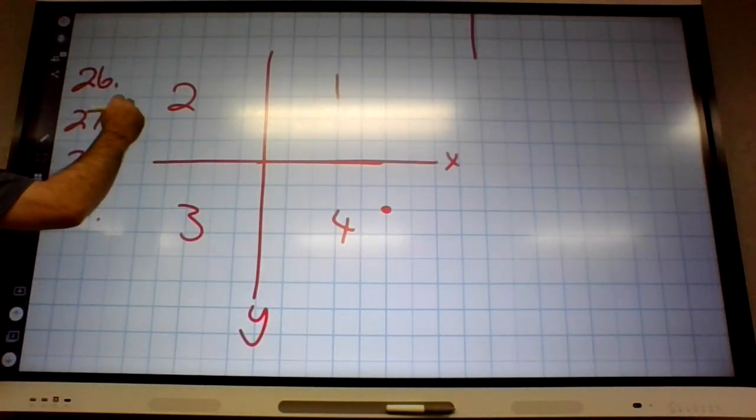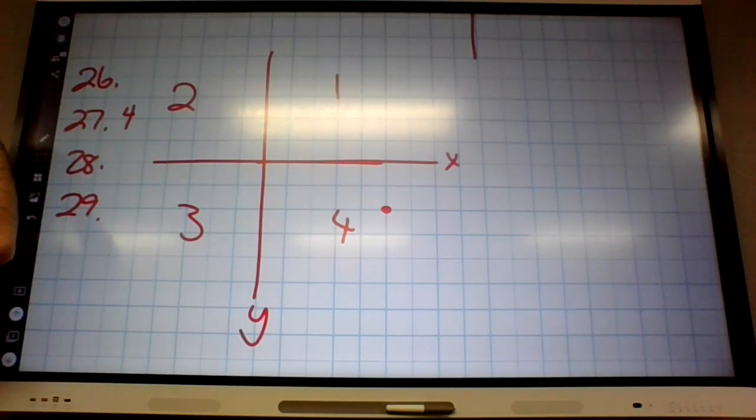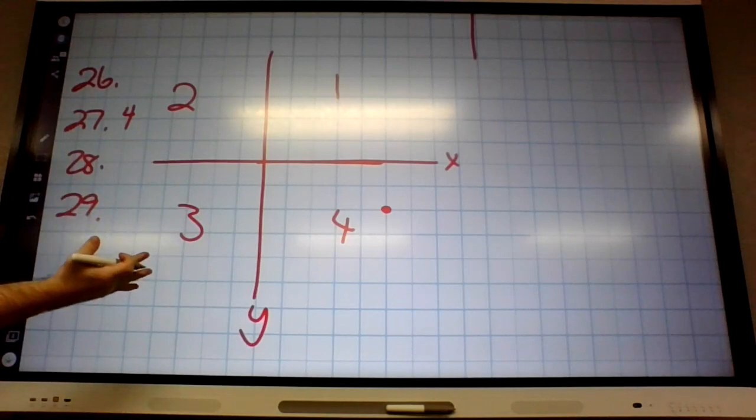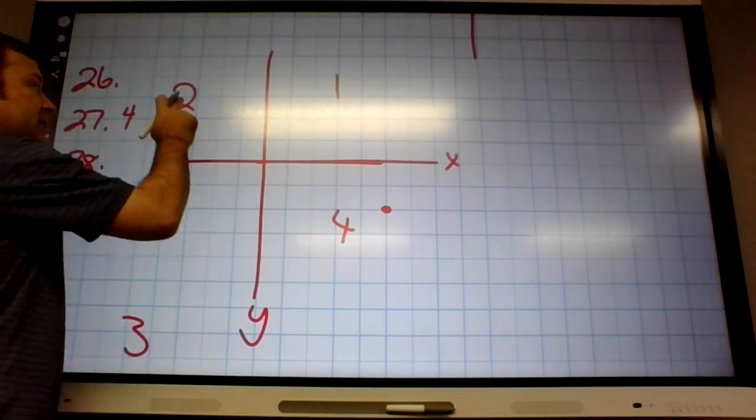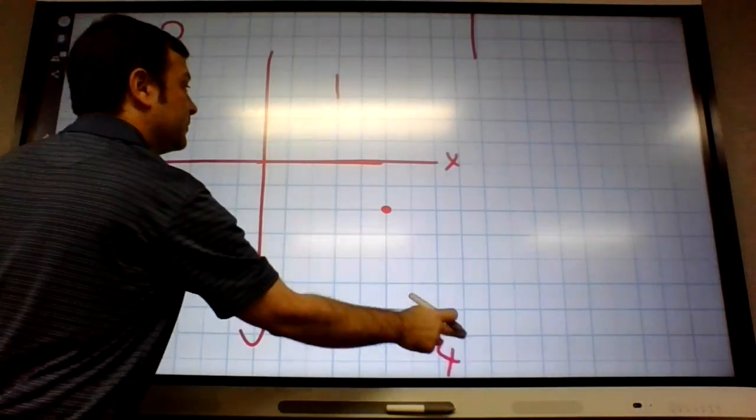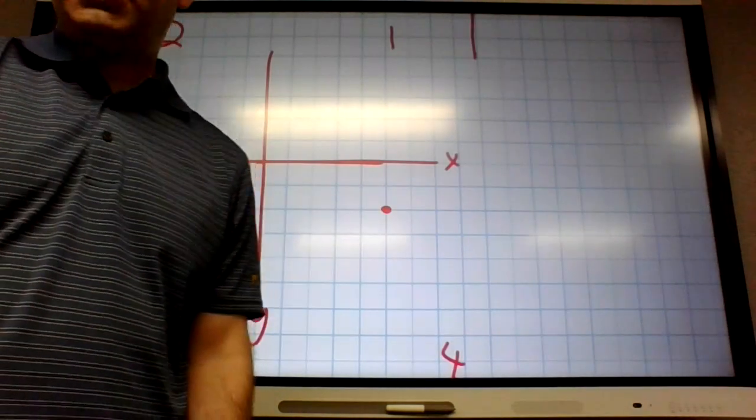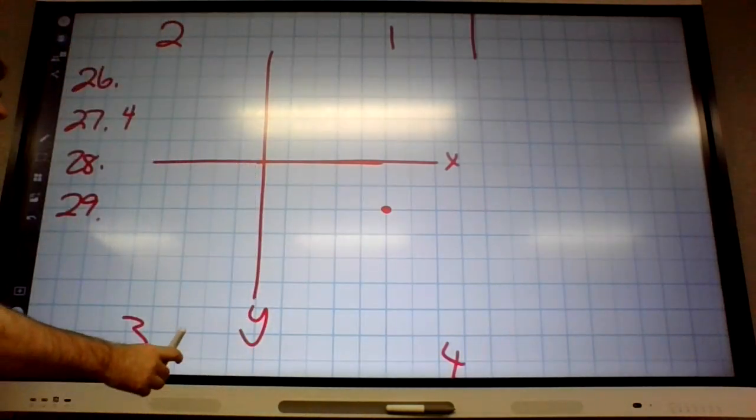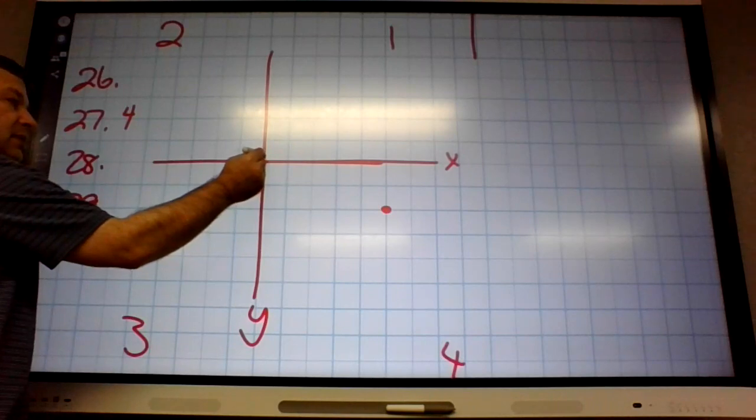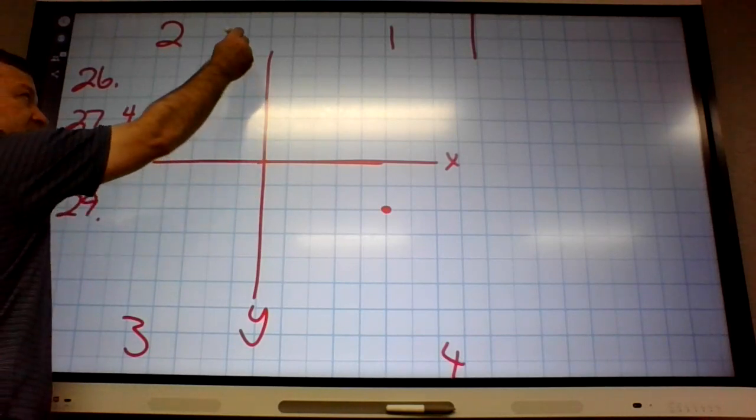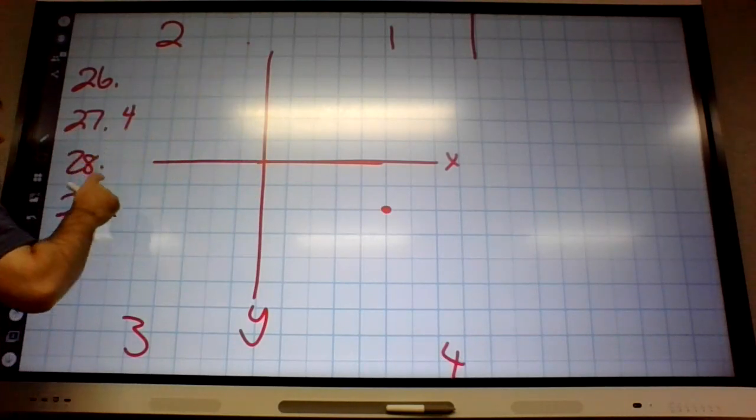So just put a little 4 over there. You need the dot, and you need the 4 for what quadrant it's in. So 29 says -1, 6. That'd be left 1, up 6, and put a dot, and then what quadrant is it in?